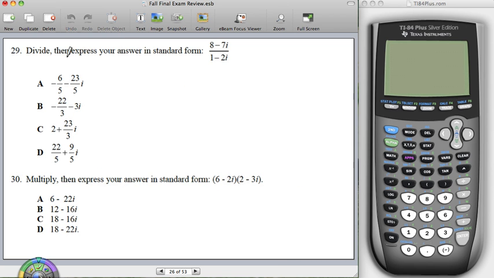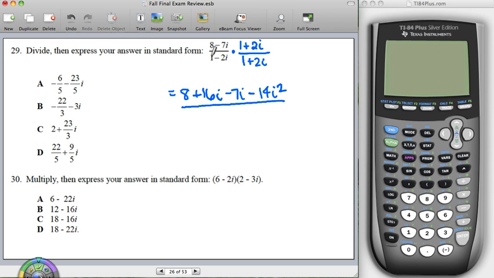29, divide then express your answer in standard form. So I need to multiply by the conjugate. My conjugate of my denominator is going to be 1 plus 2i. And then this I just need to multiply out. So 8 times 1 is 8. 8 times 2i is 16i. -7i times 1 is -7i. I'm basically FOILing it out. Minus 14i squared.